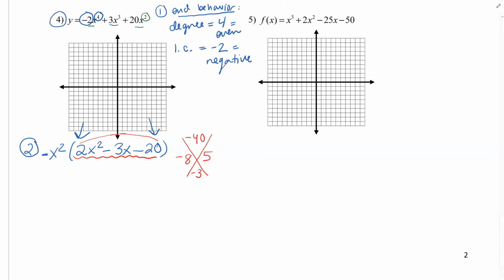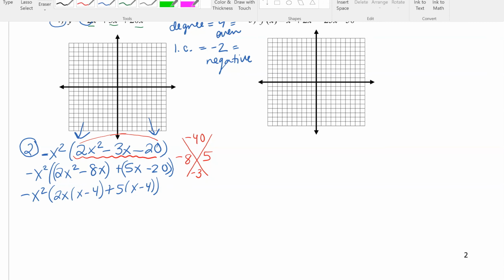Okay, so then I split my negative 3 up into those numbers, negative 8 and 5. I group the first two and the last two. And I'm going to take a GCF out of each of those. So from 2x squared and 8x, I can take a 2x out. And from 5x and 20, I can take a 5 out.